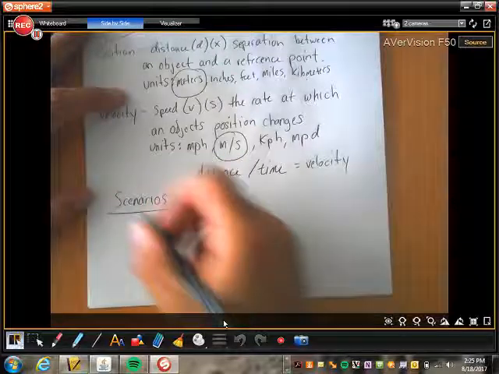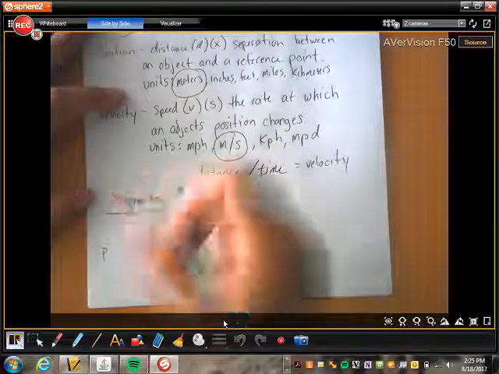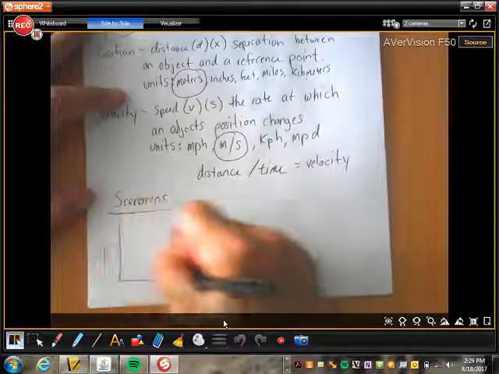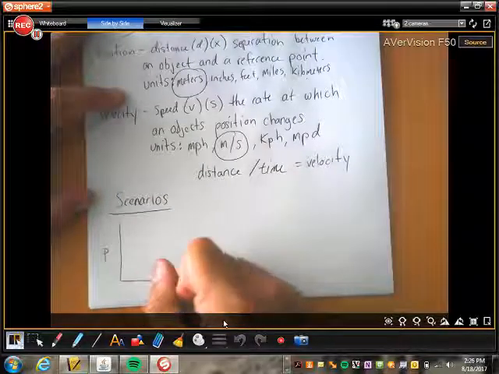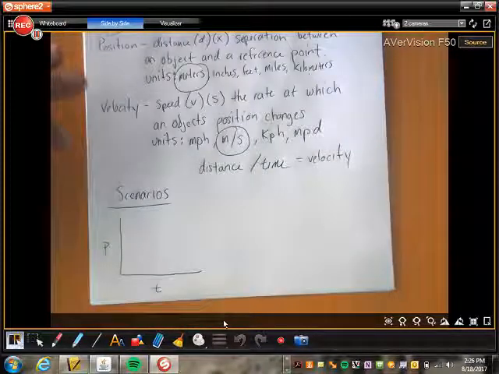So, we're going to start out with a simple one, so position. What's on the bottom always? Time. We call this a PT graph, alright? That's kind of why we do this.